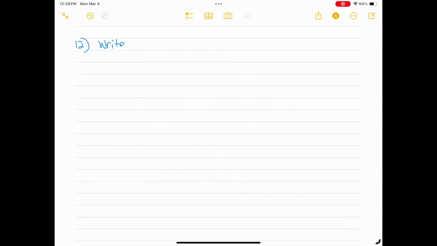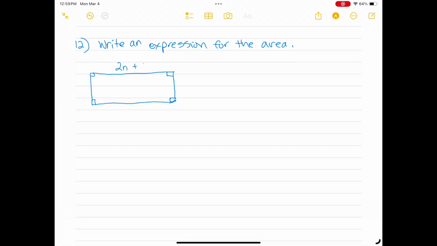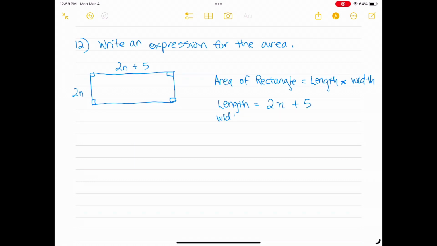Final example, number 12. Write an expression for the area. We have a rectangle with a length of 2n plus 5 and a width of 2n. So the formula for the area of a rectangle is length times width. In this case, length is 2n plus 5 and width equals 2n. So to write an expression for the area, we have 2n plus 5 in parentheses times the width, 2n.